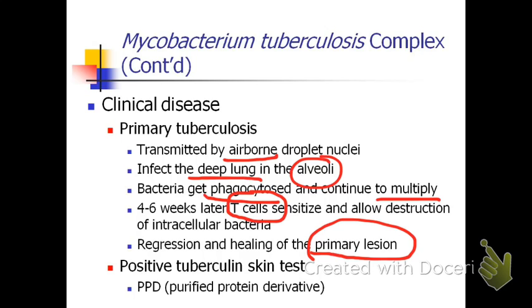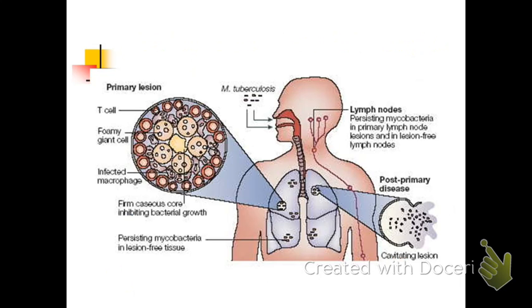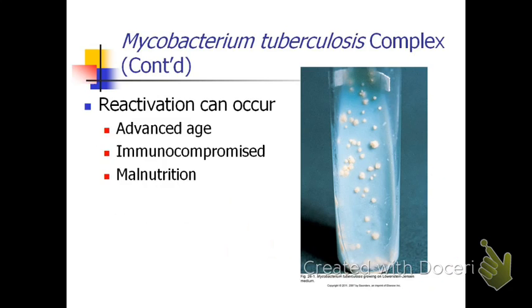PPD is the tuberculin skin testing. So PPD is known as the purified protein derivative. So we will discuss more of this during the diagnostics. So again, this illustration will show us the primary lesion of Mycobacterium tuberculosis. Now, an important illustration here is this one. This happens during the post-primary disease wherein the organisms were liberated from the cavitating lesion, and this could be the start of the extrapulmonary tuberculosis. Reactivation can occur for those who are of old age, immunocompromised, or not well-nourished individuals.